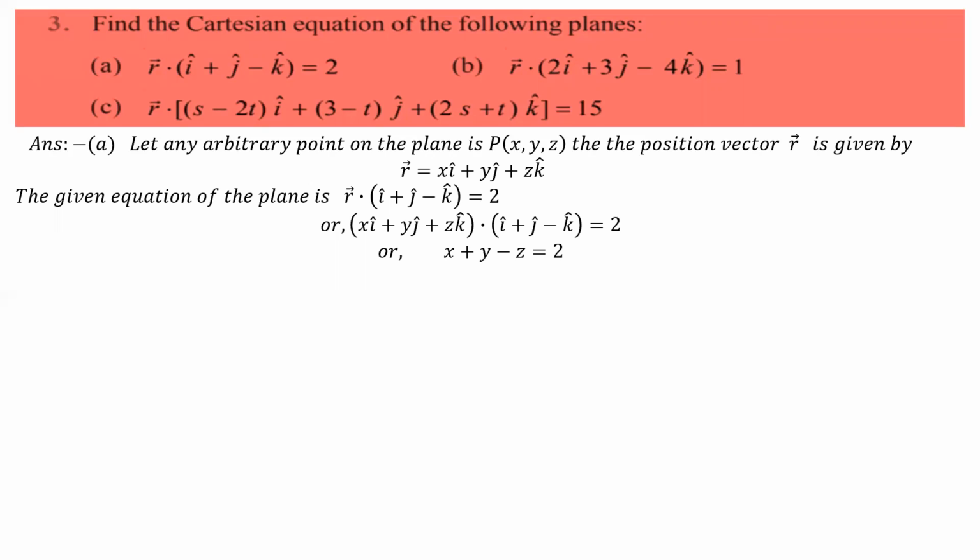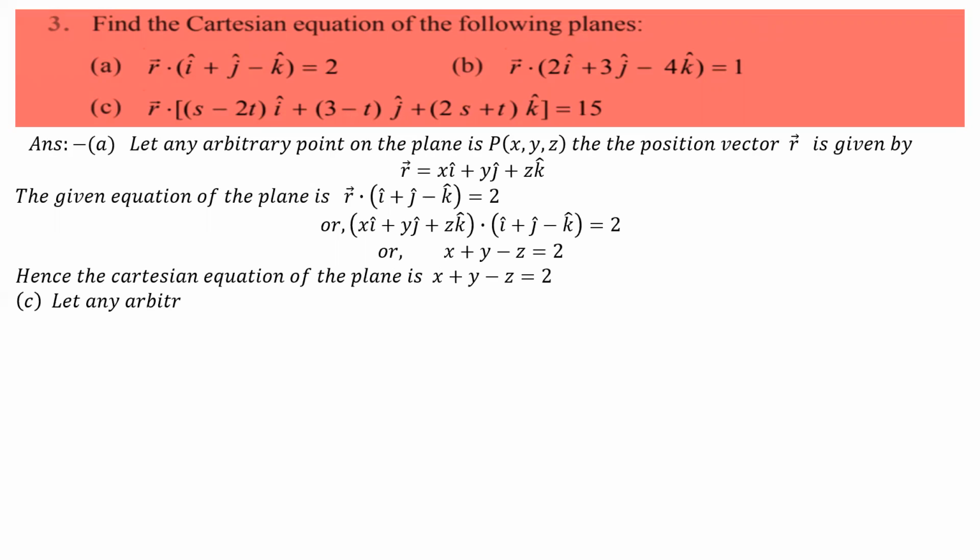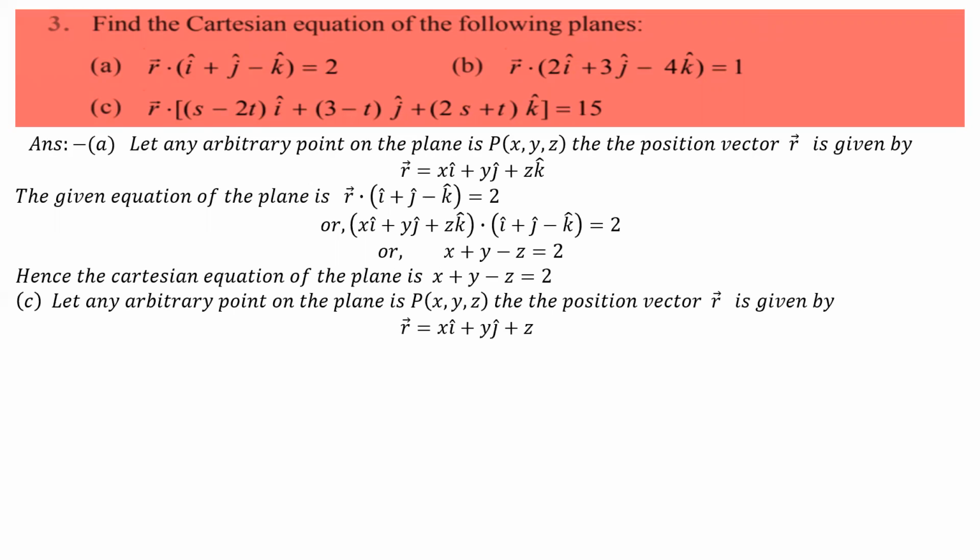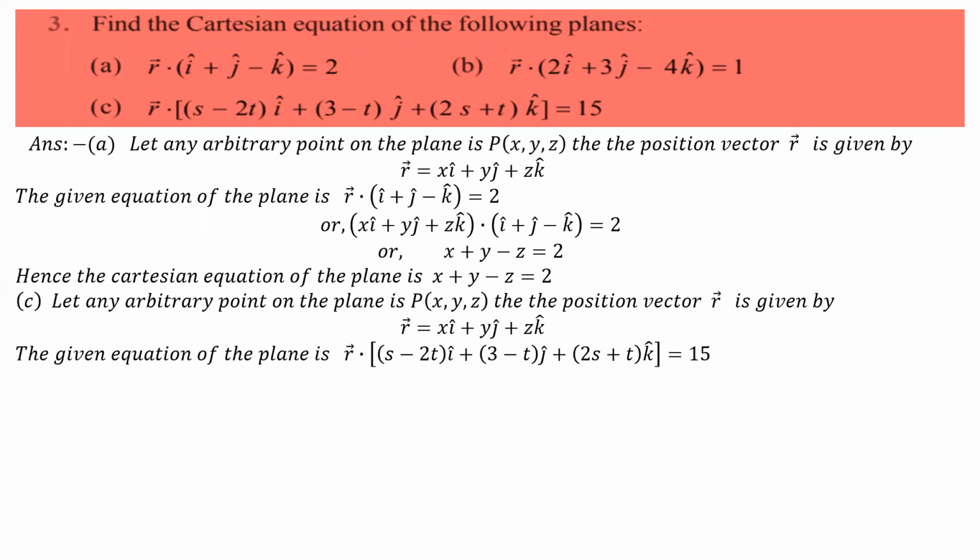Okay, understood? Now moving to the next question, question number C. Look at question number C. R dot product with the given vector equals 15. In the same manner, take any point on the plane whose position vector is given by xi cap plus yj cap plus zk cap, put the value of vector r into the given equation and find the dot product, and this is your Cartesian equation.